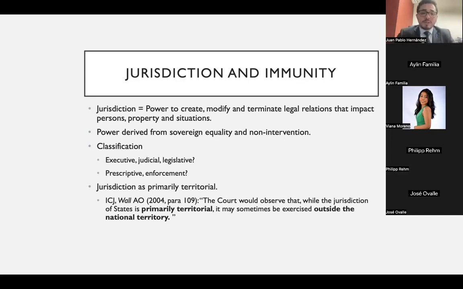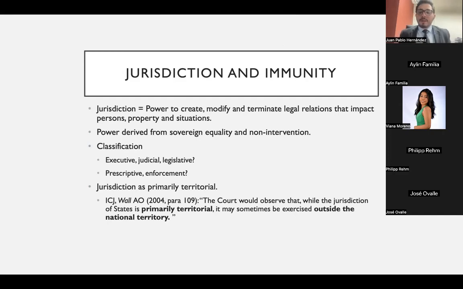Another important aspect of jurisdiction is that jurisdiction is primarily territorial. And here I use the word primarily very carefully. This is the term that is utilized by the International Court of Justice in its 2004 Wall Advisory Opinion at paragraph 109, as you can see on the screen. And the reason why it is considered to be primarily territorial is because in some instances, international law recognizes the power of states to apply their prescriptive jurisdiction outside of their territorial boundaries.